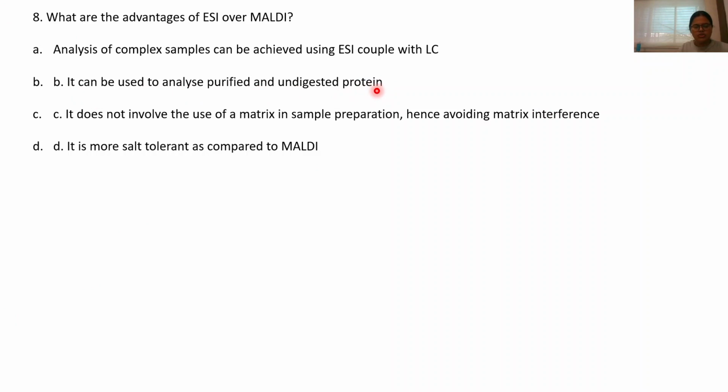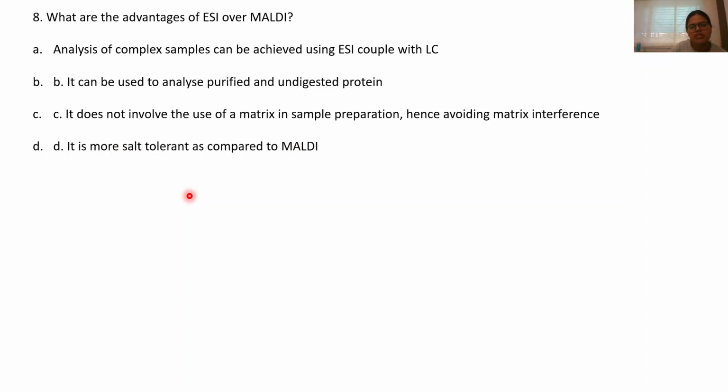So, seeing option B, it can be used to analyze purified and undigested protein. So, this is not true. Generally, proteins are of a higher molecular weight, so you digest it first and then you perform MS. So this option is incorrect. It is more salt tolerant as compared to MALDI. So this is also incorrect. It is not more salt tolerant compared to MALDI.